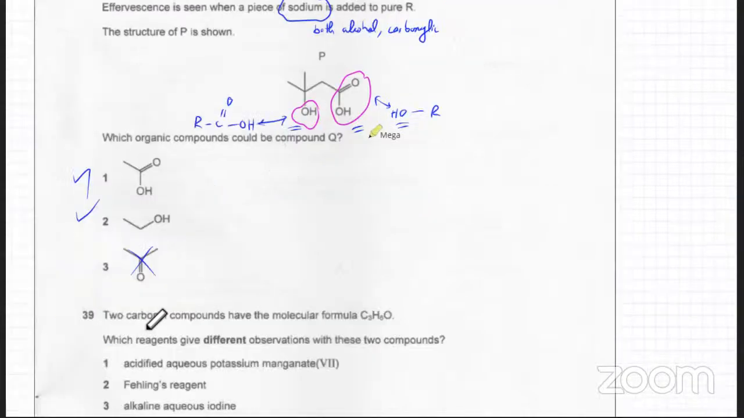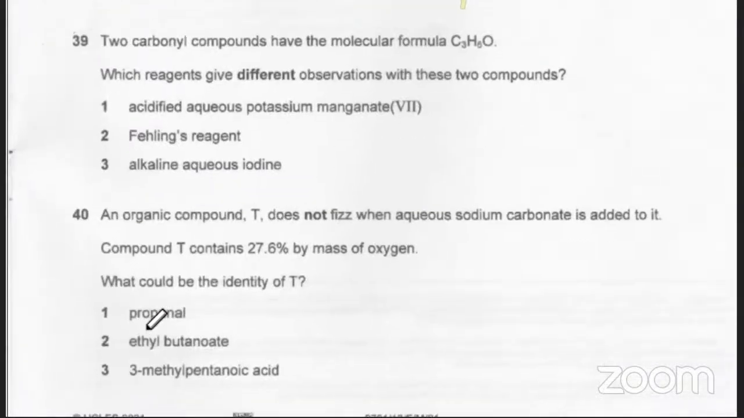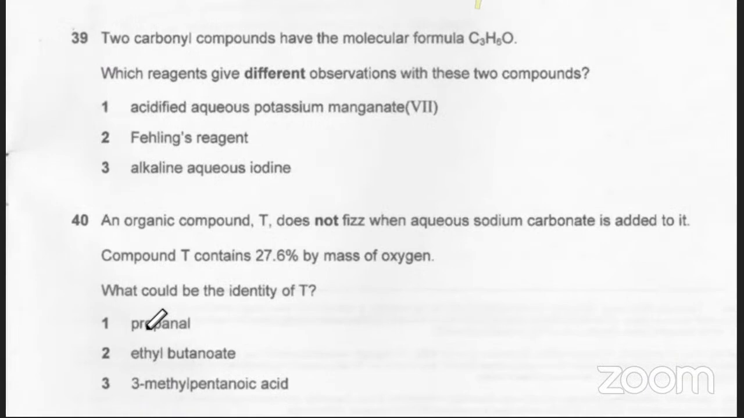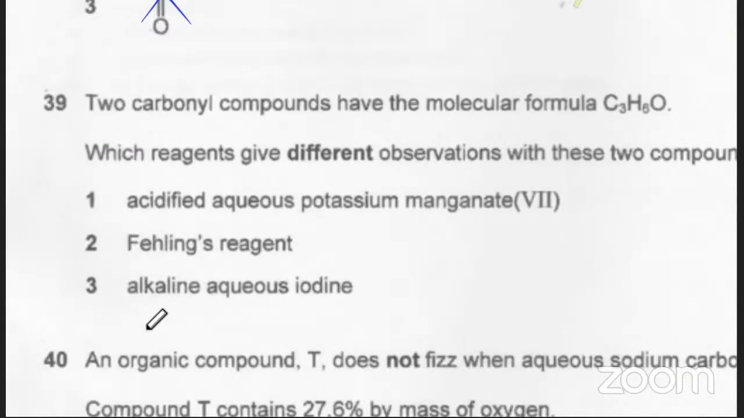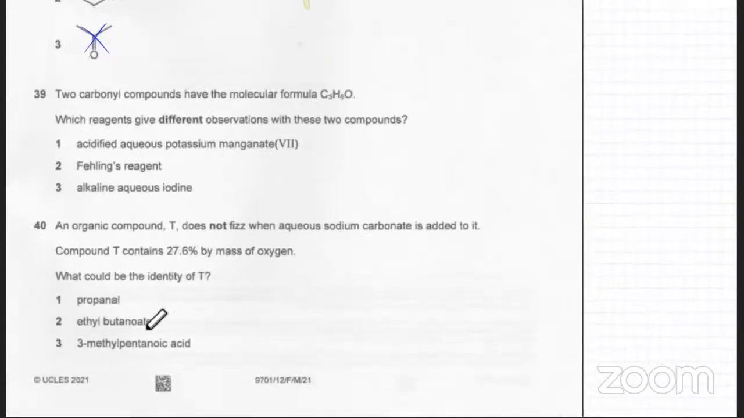Uske baad you've got 39, which is: 2 carbonyl compounds have the molecular formula C3H6O, and which reagents give different observations with these 2 compounds? Remember, they're both carbonyl. Now, there are only two possible carbonyl compounds with 3 carbon atoms. The double bond O could either be over here, or the double bond O could be in the middle.